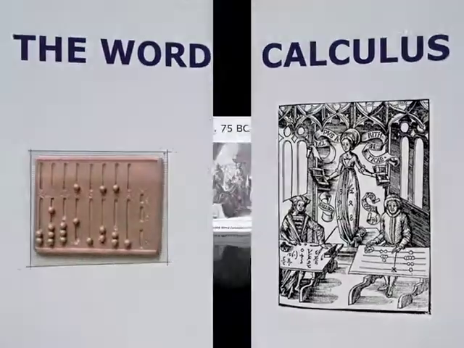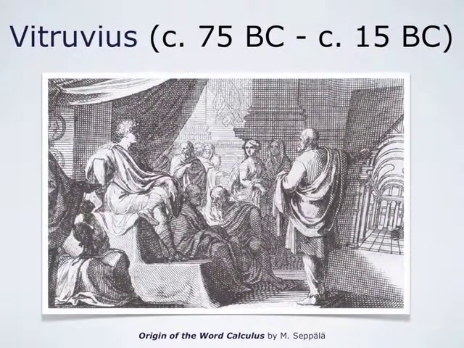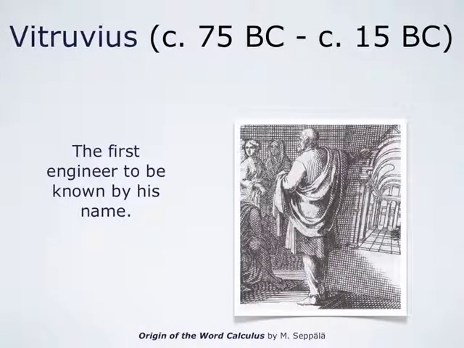Somehow it all started with Vitruvius. He was a Roman engineer and architect, born approximately 75 BC, died approximately 15 BC. In this drawing, you can see Vitruvius explaining his architectural designs to the Emperor Augustus. Vitruvius was the first engineer to be known by his name.